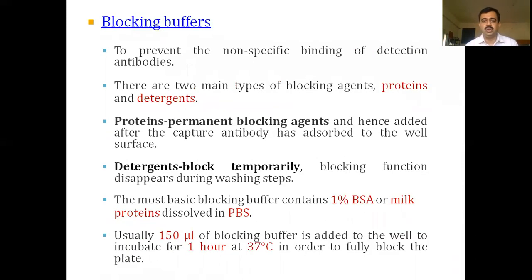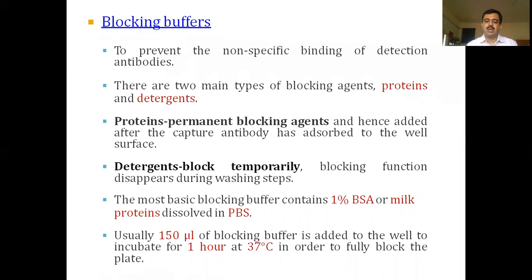Blocking buffer. To prevent the non-specific binding of detection antibodies, there are two main types of blocking reagents: proteins and detergents. Protein blocking is permanent, and hence it is added after the capture antibody is adsorbed to the well surface. Detergent blocking is temporary, and its blocking function disappears during washing steps. The most basic blocking buffer contains 1% BSA or milk proteins dissolved in PBS.